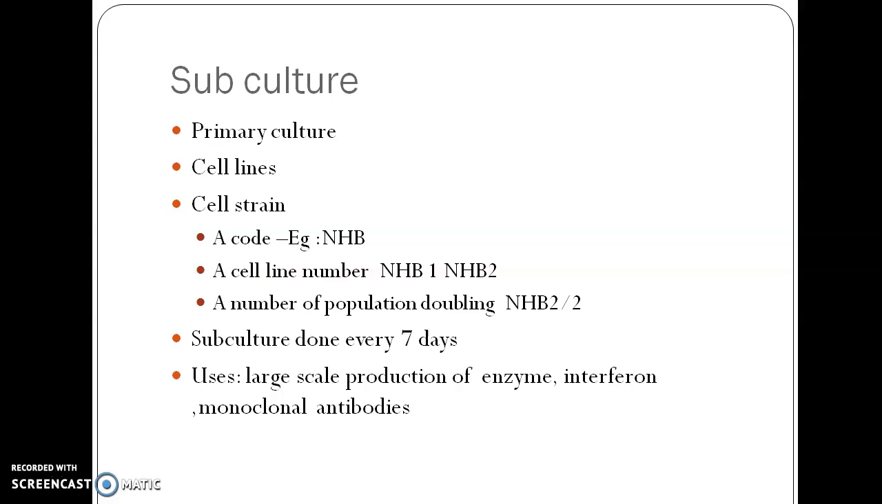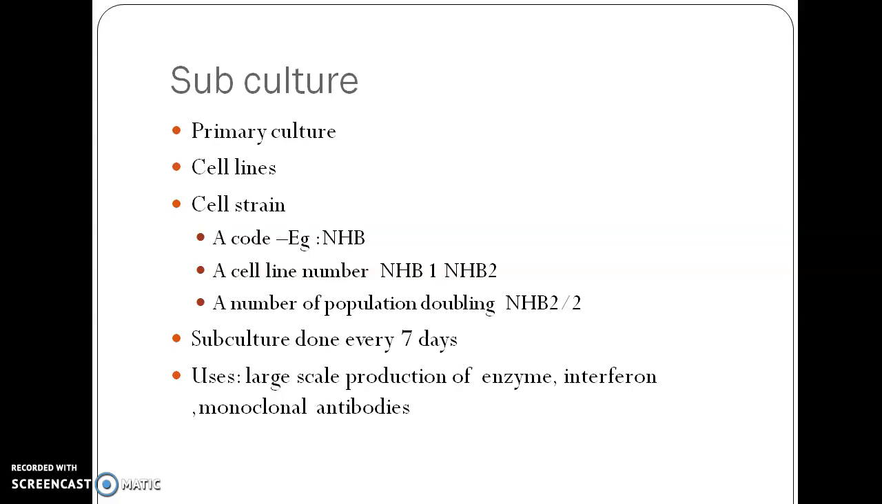Now, every cell line is given a code, for example, NHB, that is called normal human brain, and a cell number which, when several cell lines have been derived from the cell source, it can be NHB1, NHB2. Then a number of population doublings. The cell line has already undergone 2 by 2, means 2 doublings.